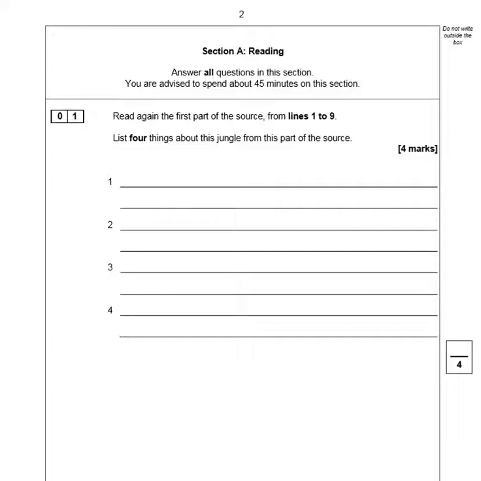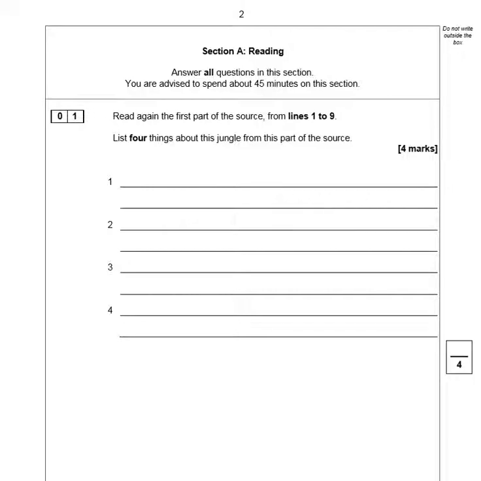Now, you can put more than 4. If you put 5 points in and one of the points is wrong, you will get 4 marks out of 4. If you put 5 in and all 5 are right, you still only get 4 out of 4. So you might say, well, what's the point of putting 5? Just in case you get one wrong. You're just covering yourself.